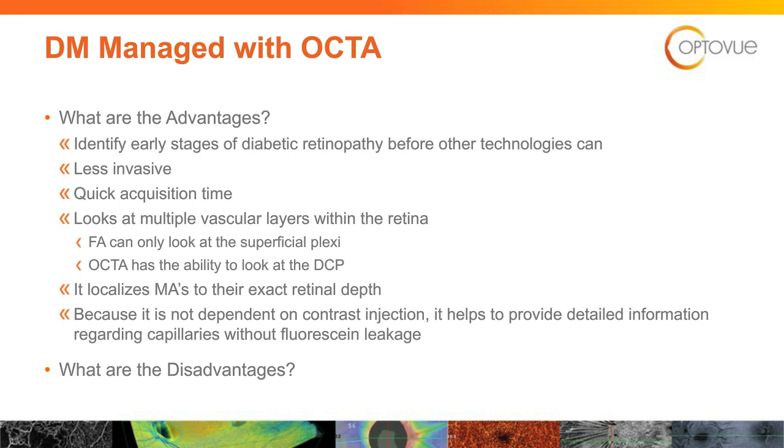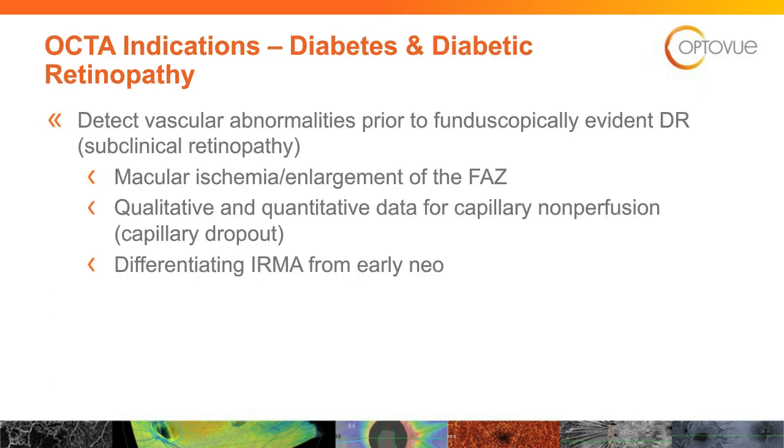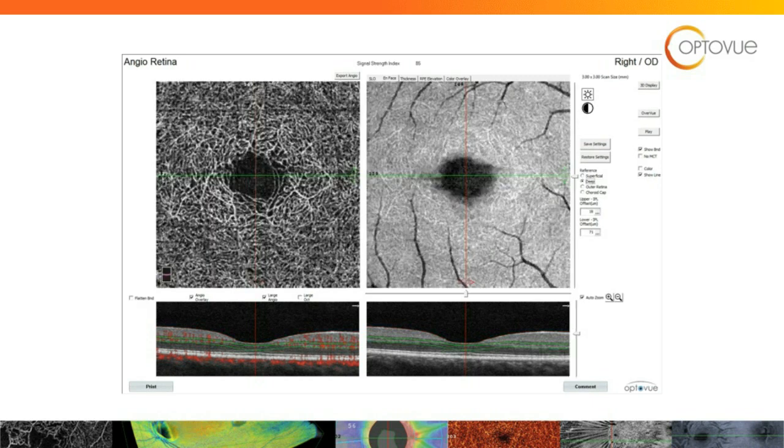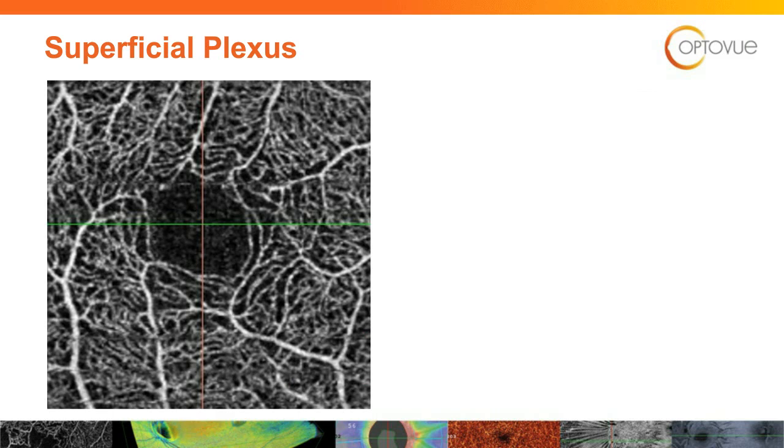So we talked about this already. Again, the macular ischemia, enlargement of the foveolar avascular zone, capillary dropout. Once again, I'll have you take a look at this. A very, very normal scan. This is from our normal patient from earlier. Watch as we transition to the next slide. That's the deep capillary plexus, and there is the superficial capillary plexus, a normal versus the deep.